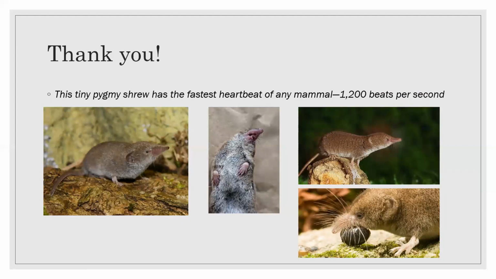If you saw my last video on tetrapods, I put a bunch of weird frogs in. This time I decided to put the pygmy shrew in because it actually has the fastest heartbeat of any mammal, at 1,200 beats per second, which I thought was kind of fun.